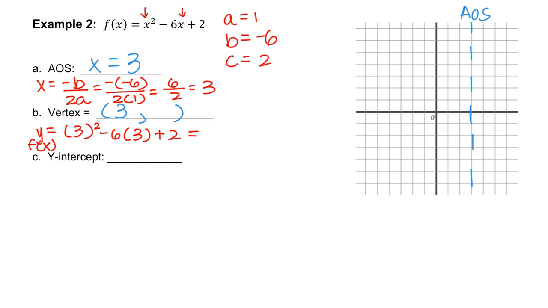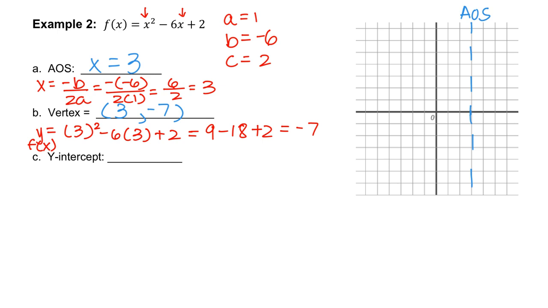So 3 squared is what? 9. And then -6 times 3. Good, -18, and then plus 2. Okay, so 9 minus 18 is -9, and -9 plus 2 is -7. Good, -7. Okay, -7. So that is where my vertex is.